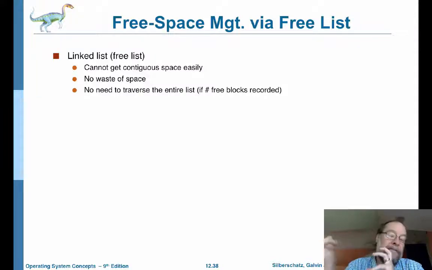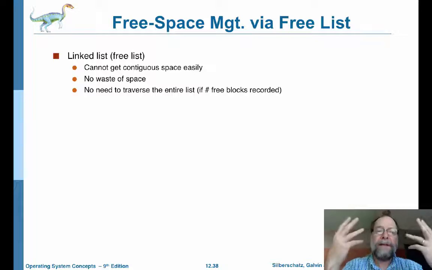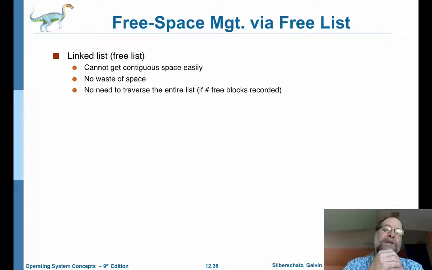On the other hand, it is fragile. If one of those free blocks goes bad for some reason, the sector goes bad, then your chain of free blocks is broken. You can usually restore that by scanning through all of the files and mapping out which blocks are allocated and which ones aren't allocated. You can probably rebuild the linked list, but it can take some time.